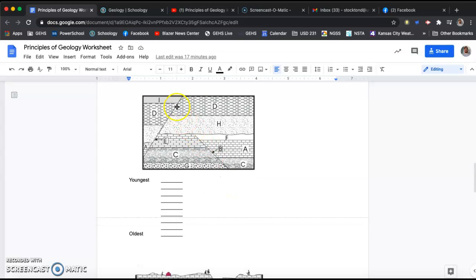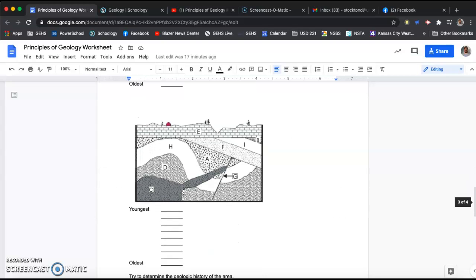So if you see these, this is part of an earthquake. So you can see that D is shifted. Okay, D is broken in half. Again, here A, which is this limestone layer, is broken in half. So do your best. Okay.